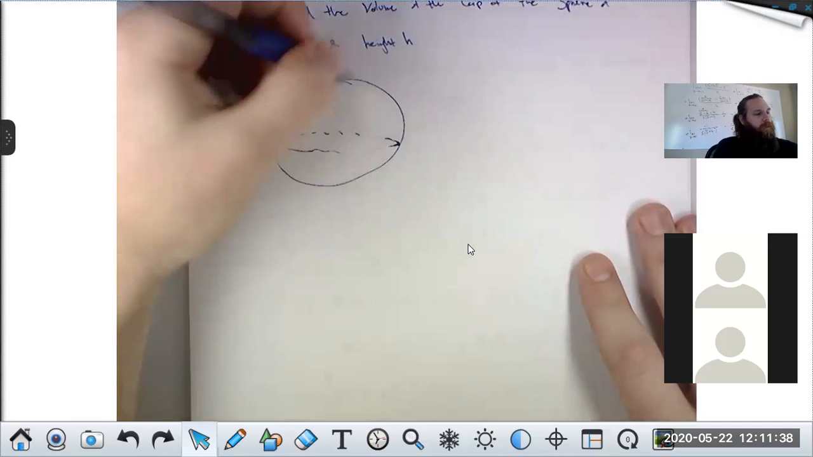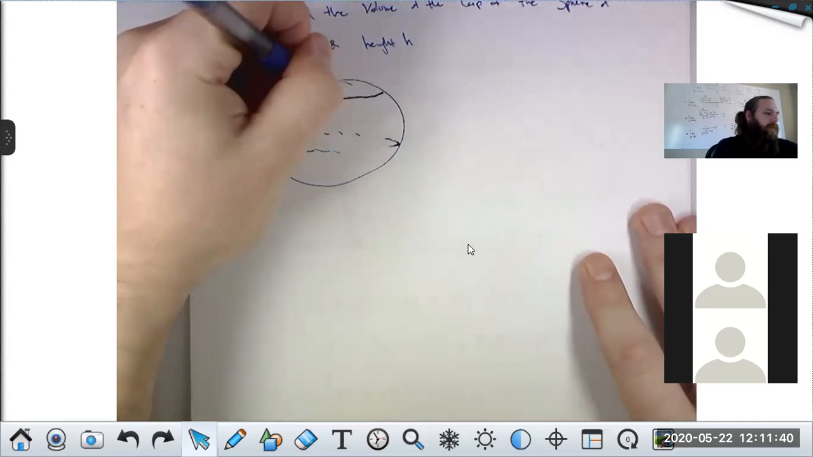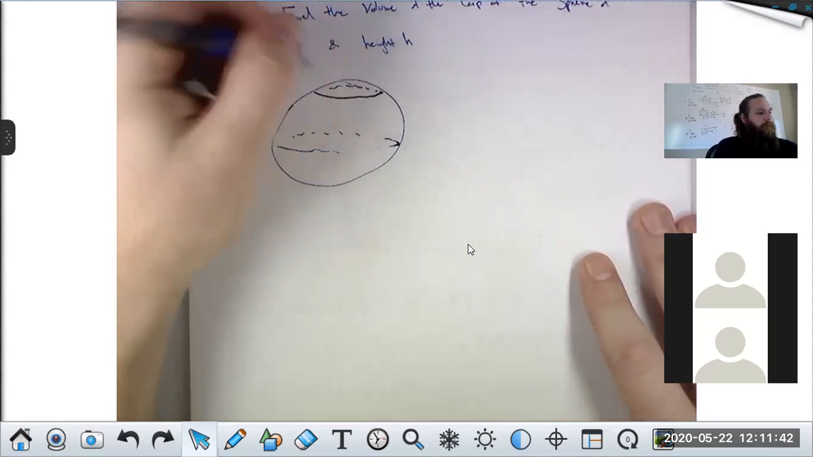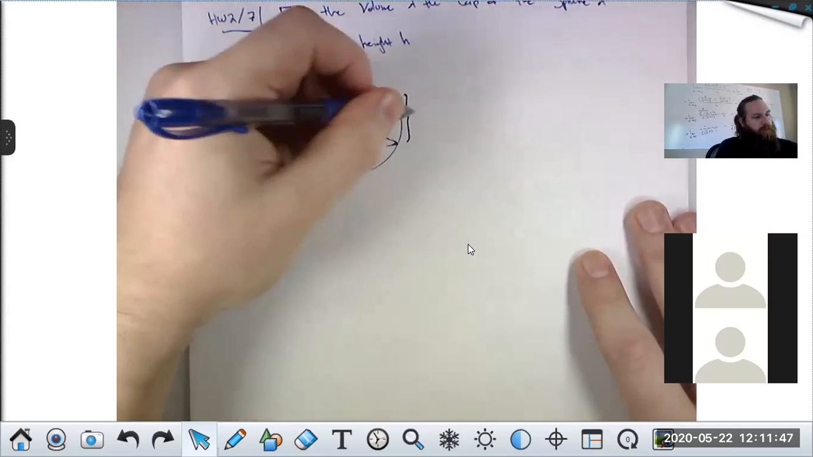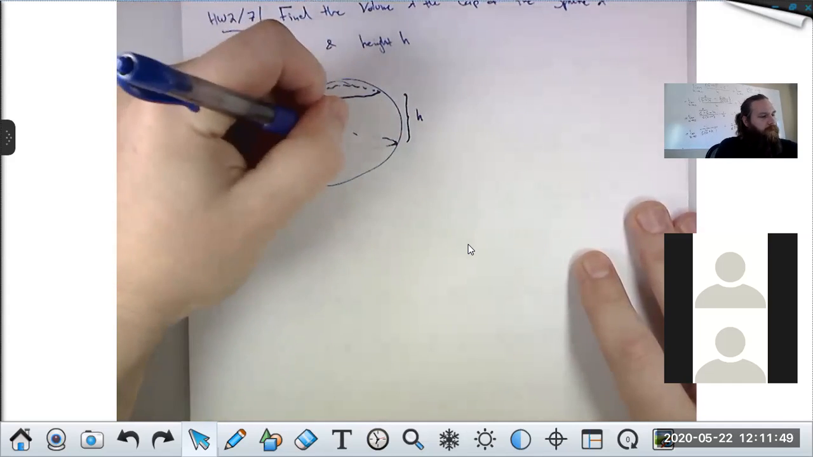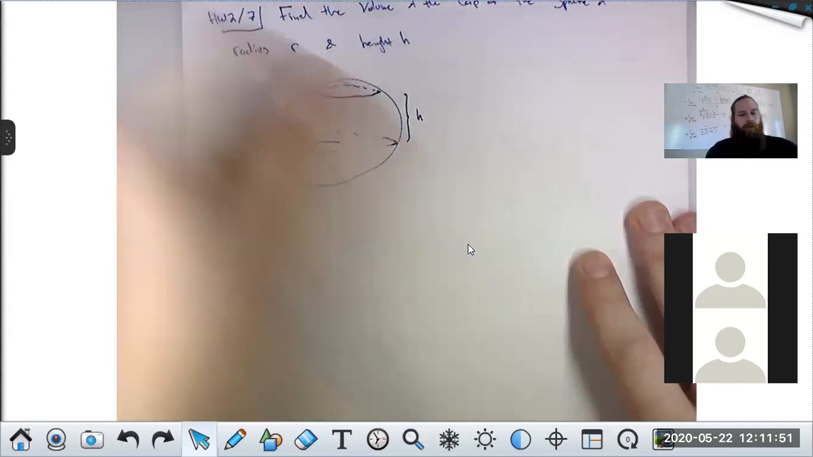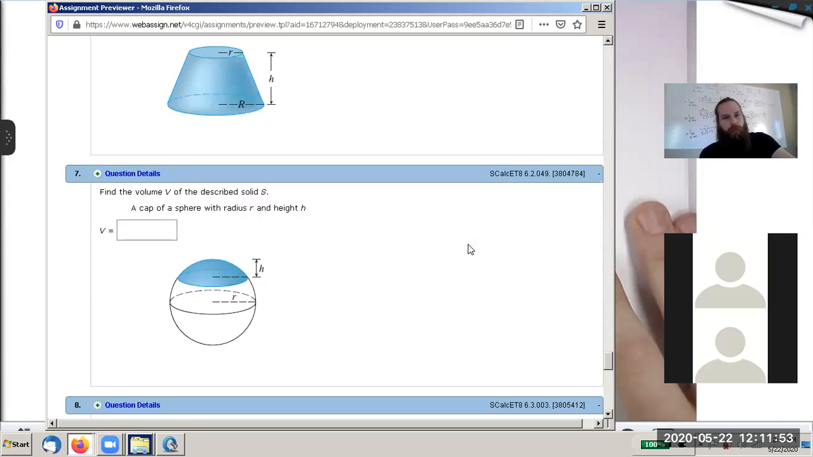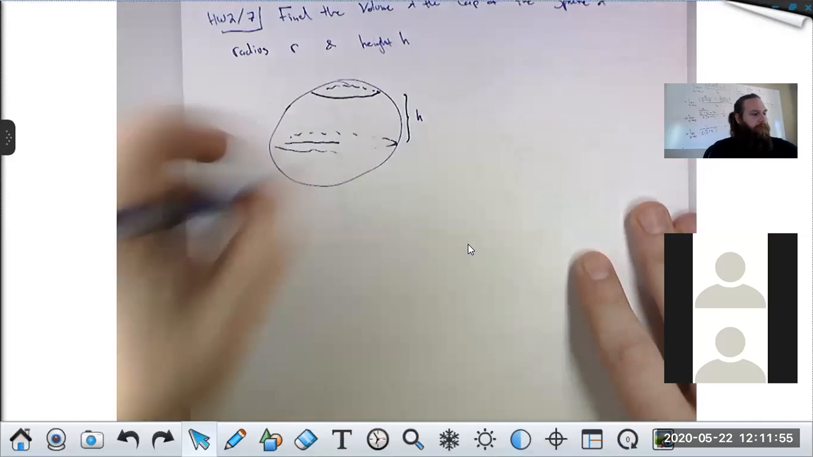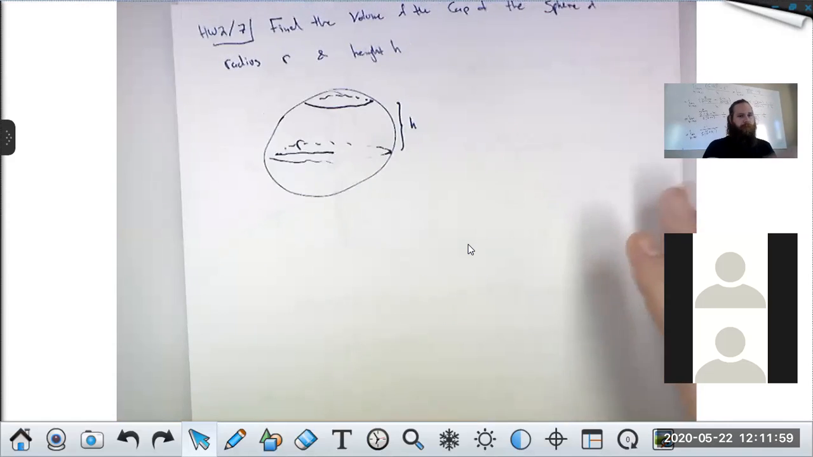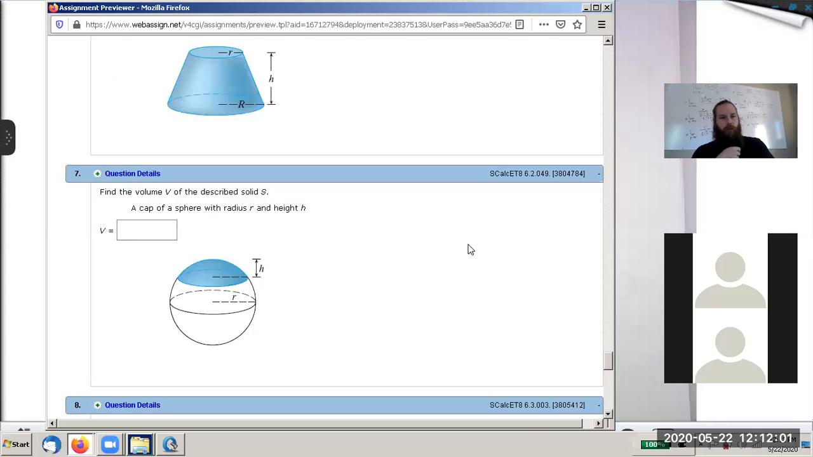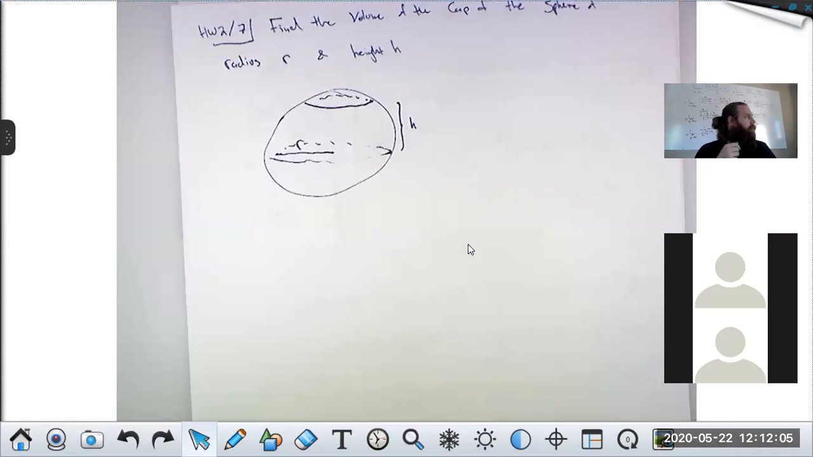There's our sphere, and up here we have just this cap. So the height that this thing is displaced from the center here is h. The radius of the original sphere, did they use a big R or a little r? They used a little r. And then the question is, can I see this as a solid of revolution? Is that possible?